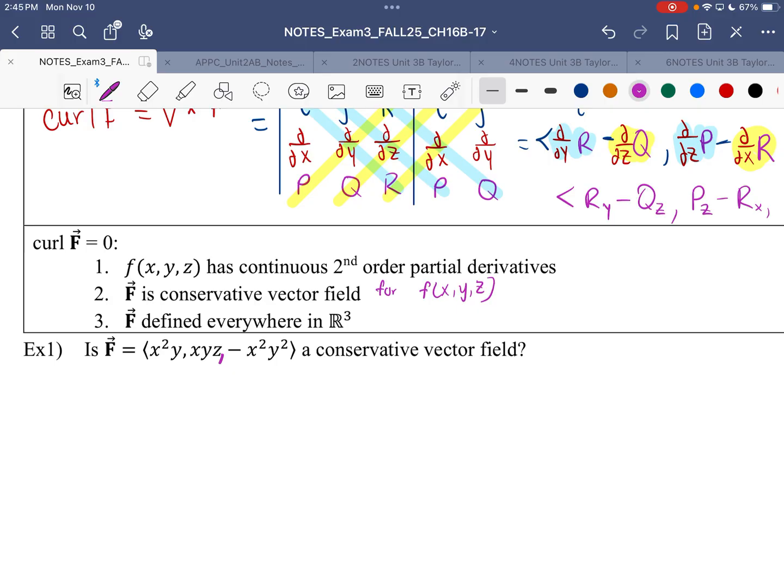All right, so let's see if it's conservative, and we'll do the test for conservative in 3D, being: is the curl of f equal to 0?